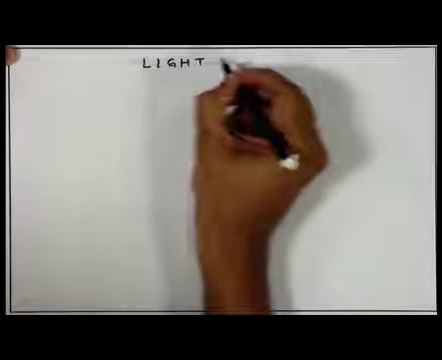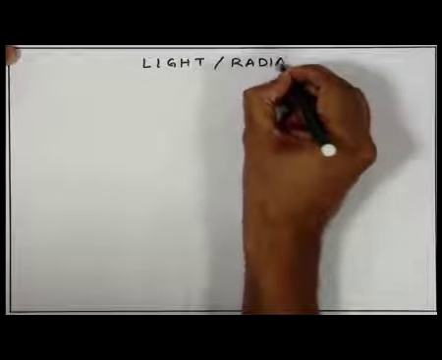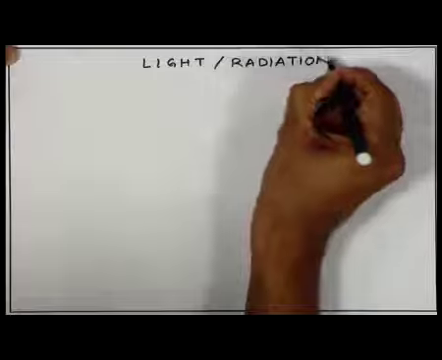So far we have seen the subatomic particles in an atom and how we can use this information to define or to identify an atom. Now, we will learn about something else which is very important in the understanding of atomic structure, and that is light, or we also call it radiation. We will use both terms interchangeably.